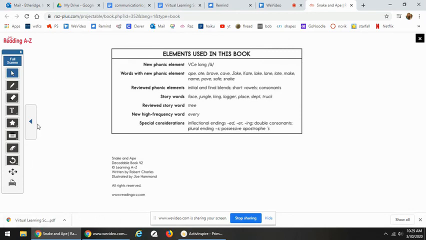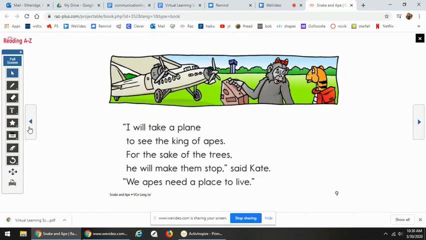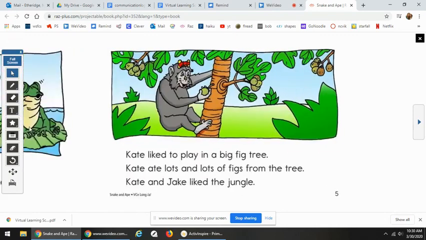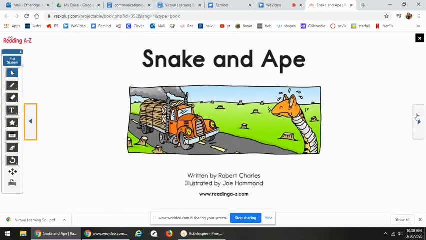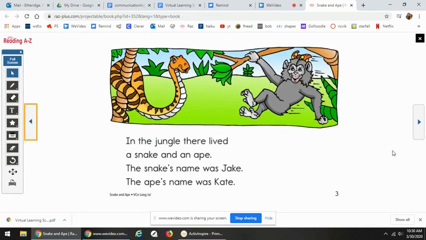and that's it. Okay, I do want to ask you, who were the main characters in our story, the main people or animals that were in the story? And that's Kate and Jake, right? Jake was the snake and Kate was the ape, and those were our main characters in the story. We also had the king of the apes and the guy that was cutting down the trees. Okay, now let's think back. What happened at the beginning of the story? At the beginning of the story, when we found our characters, we saw that Snake and Ape loved living in the jungle, right? They slept there, they found their food to eat there, they liked to play.